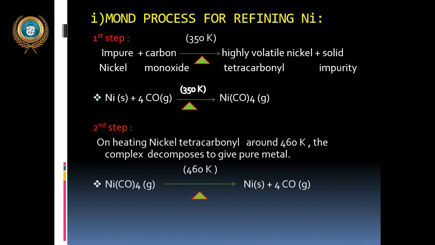What we used for the reaction is also obtained separately as a product. But the reactant was impure nickel, while on the product side it is pure nickel. That is the only difference here. So look at the video here for the Mond process of refining nickel.